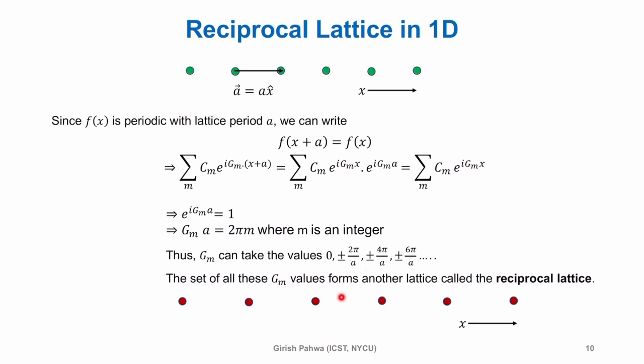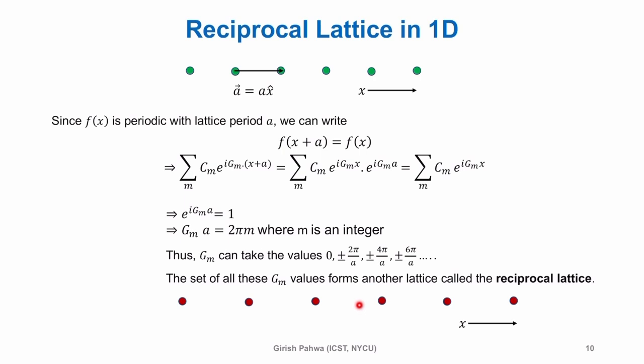Okay, what's the lattice constant of this? What is the primitive vector of this reciprocal lattice? What's the distance between them? A. Not a. So this is 0, 2 pi by a, 4 pi by a, 6 pi by a. So what's the distance between them? 2 pi by a. Okay.